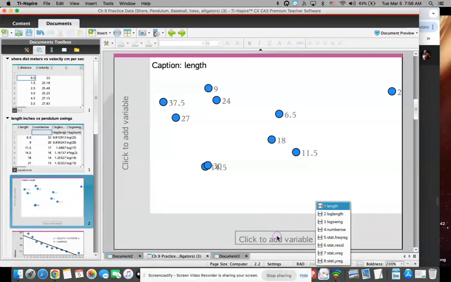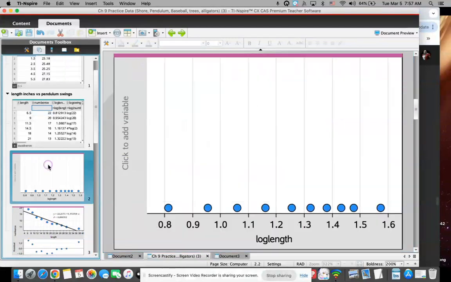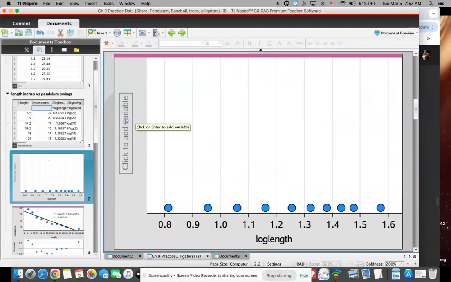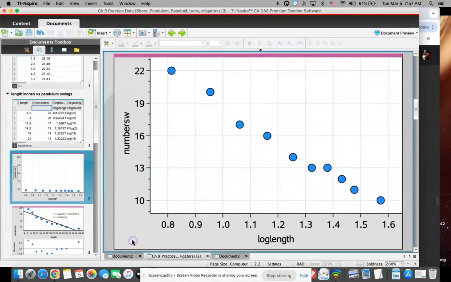And now let's do just the X value. So the log of the length, right? That's the X variable. We had length on the explanatory before, but now we're going to change it to log of length. But let's just keep the regular old swings. So the number of swings. Let's not make that the logarithm, right? Because you don't want to overcook it. So let's see. Oh, that looks pretty straight, doesn't it? So just by doing the log of the lengths, I've been able to straighten this out.